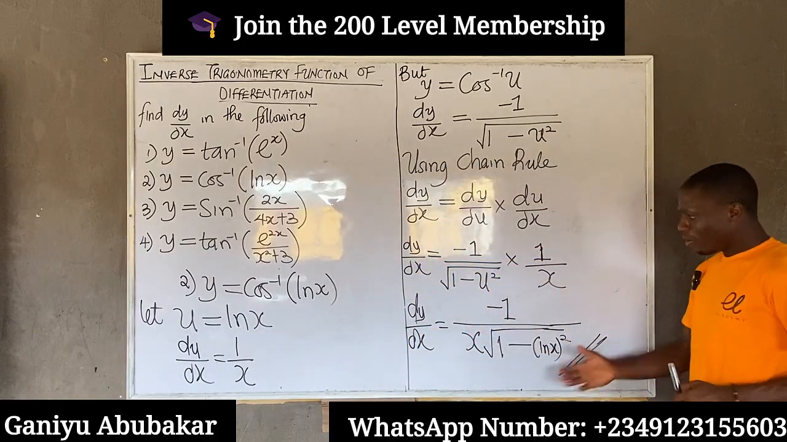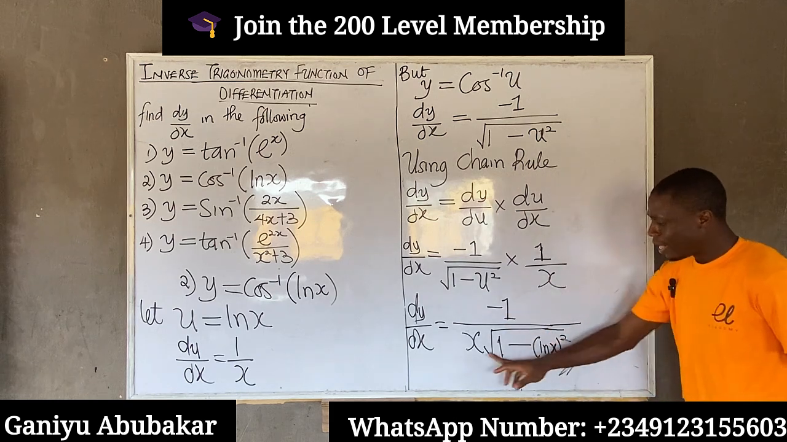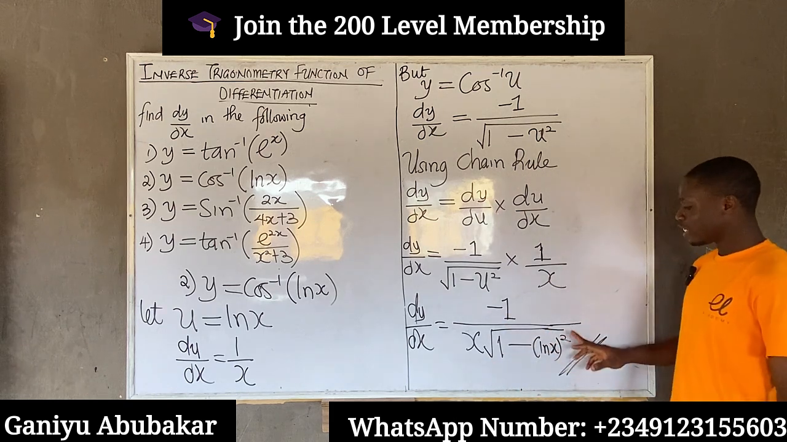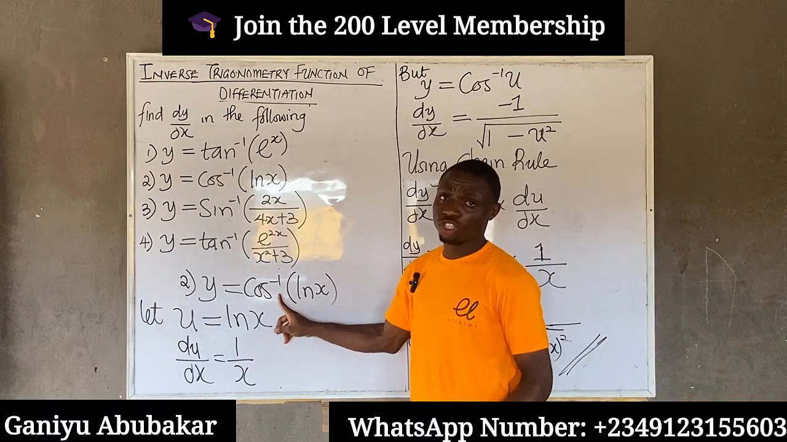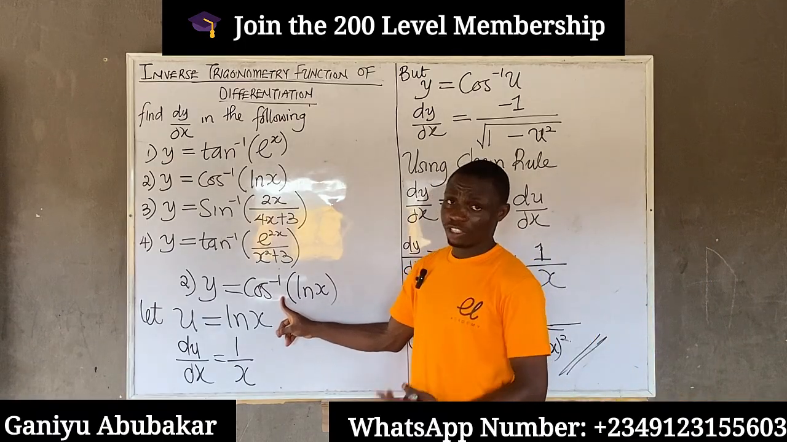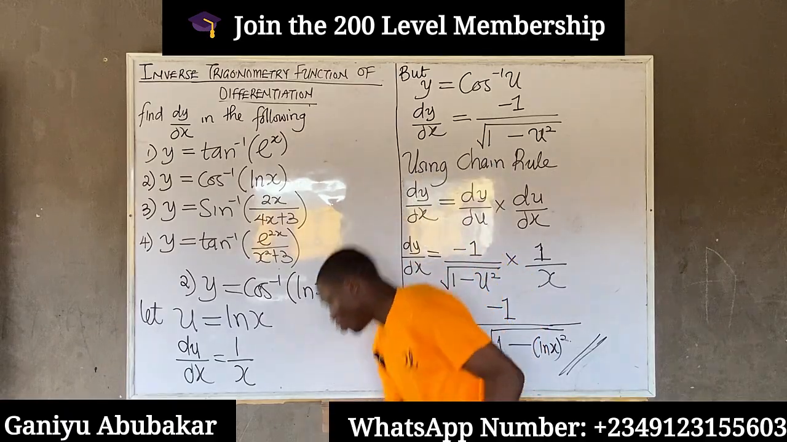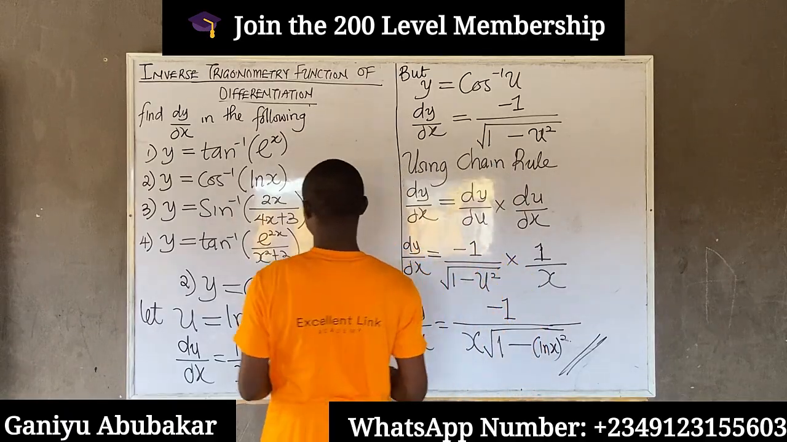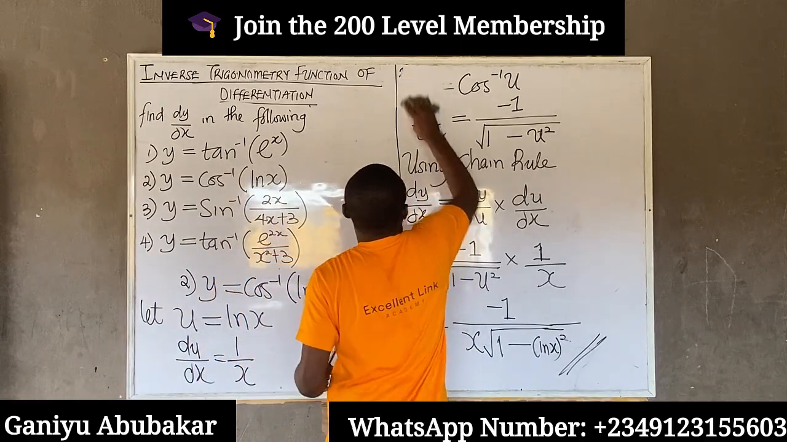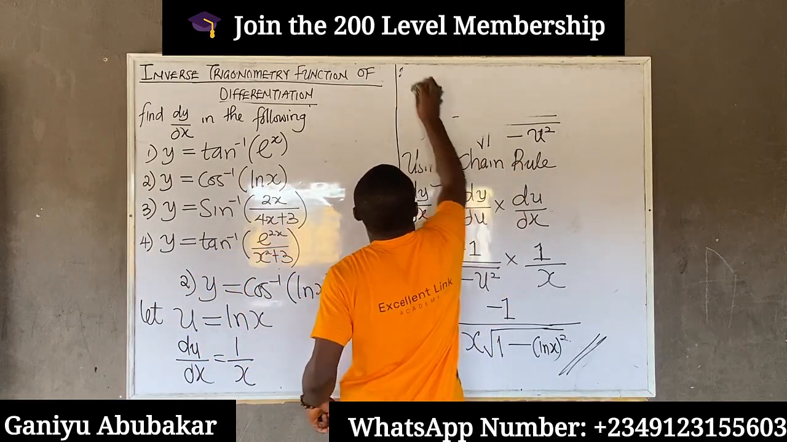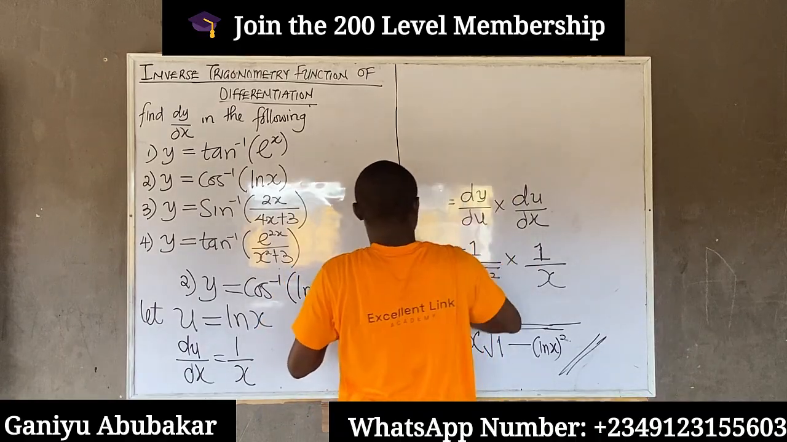Alright, at this junction here, I have that minus 1 all over x root 1 minus ln x squared is my answer after differentiating this inverse trigonometric function. So let's do number 2. Number 3, let's see. Let's do question 3 and see how we work with question 3. Question 3, yeah. Obviously, let's get there first. Let's get there.